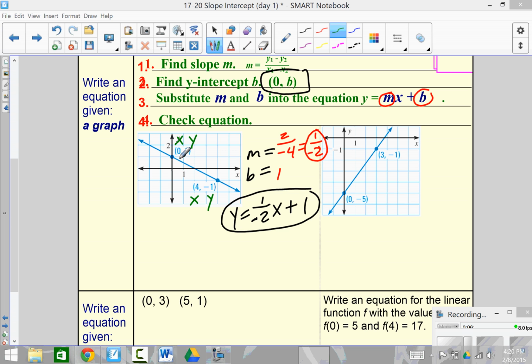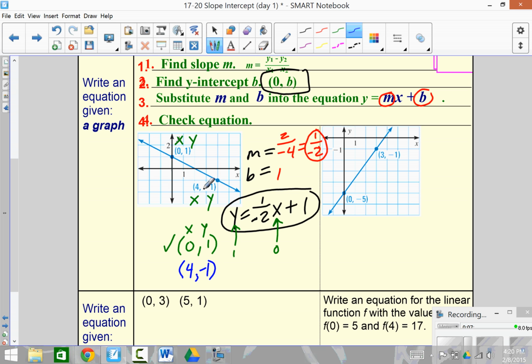So this first ordered pair, 0, 1, if this is my x, this is my y, if I put in a 0 into the x, do the math, does the y equal out to be a 1? Well, you can just do this in your calculator, or if it's easy math, just do mental math. Negative half times 0 is 0. 0 plus 1 does equal 1. So this number checks.